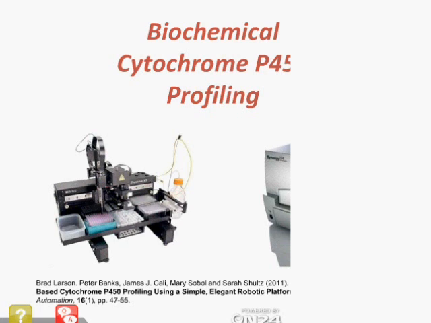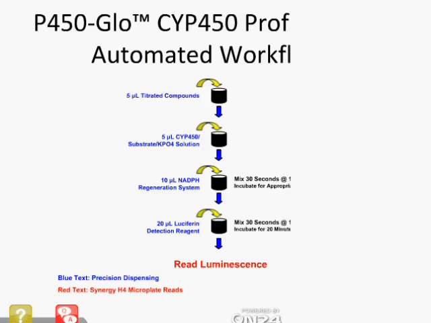The automated assay, which incorporates the P450-Glo assay systems that you just heard about, is performed in the following way. This was done, as you can see, using our precision dispenser. The compounds are titrated and then added to the wells of the assay plate, followed by addition of a P450 enzyme, substrate, and potassium phosphate solution. Then followed by NADPH regeneration system addition, which initiates the P450 reaction.